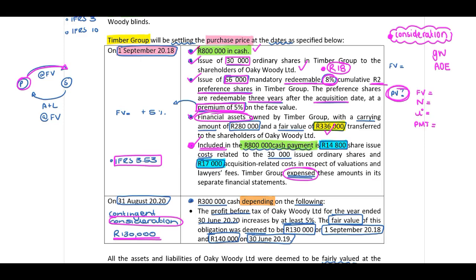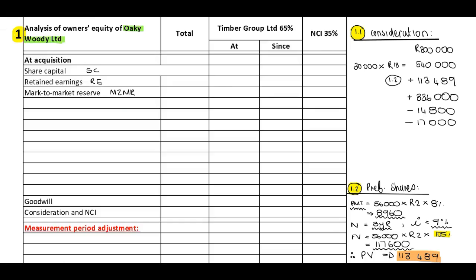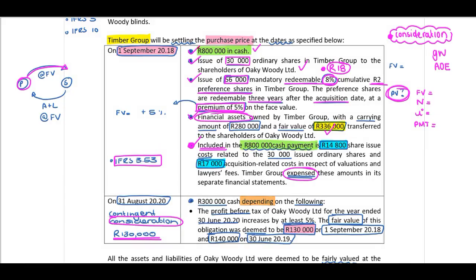Then the last item in terms of the purchase price, the contingent consideration that we need to add, the 130,000, the fair value, contingent consideration. Therefore, we need to include this in our consideration calculation, plus 130,000, and our total consideration will be 188,689. Right, we have now determined our consideration. We need to move on to our net assets at acquisition. Let's just tick off this bullet point.